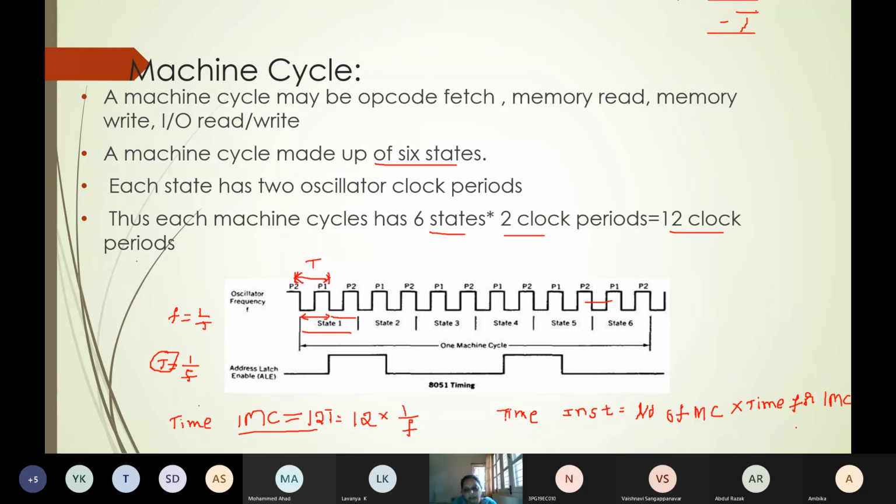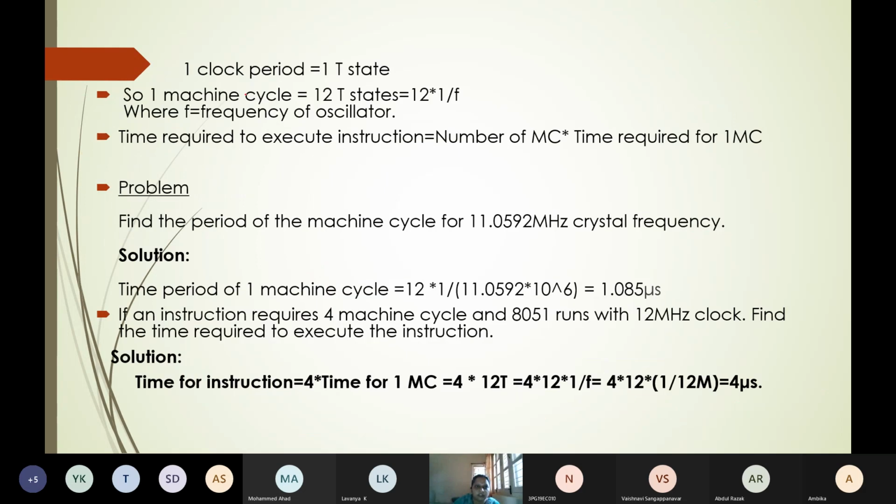Because the time required to execute one instruction cycle is equal to the number of machine cycles multiplied by the time for one machine cycle. One clock period is equal to one T state. One machine cycle has 12 T states, so it is equal to 12 into 1 by f, where f is the frequency of the oscillator. So the time required to execute an instruction is the number of machine cycles multiplied by the time required for one machine cycle.